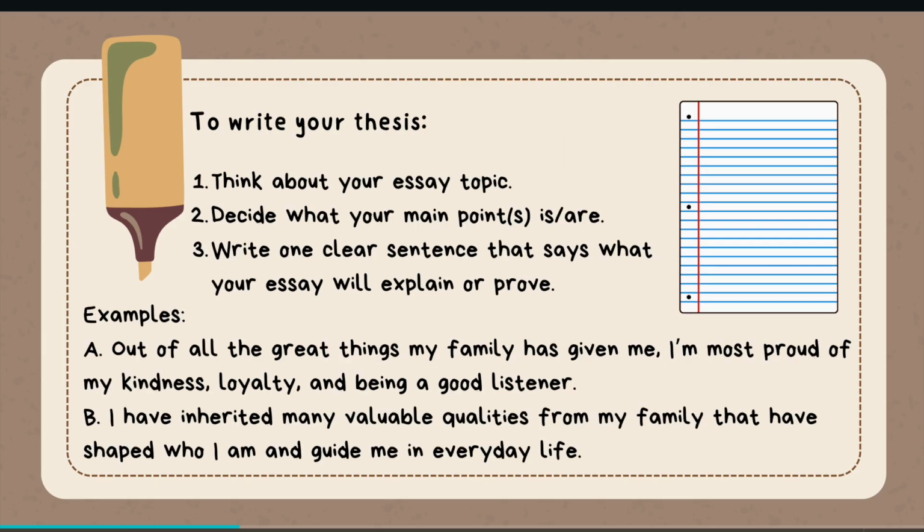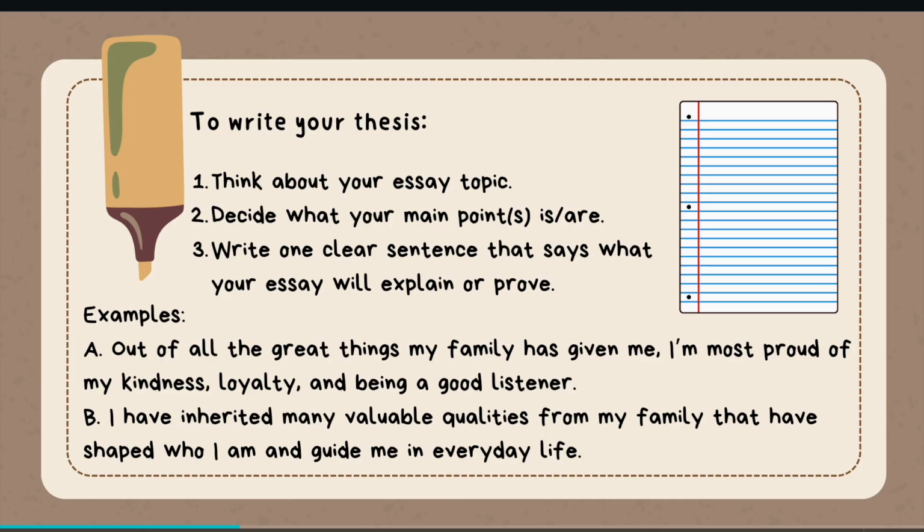In order to write a thesis, think about your essay topic. We do that during the brainstorming phase. Decide what your main point or points is or are. And of course, this depends on the length of the assignment. Since we're writing a 5-paragraph essay, we do need multiple points. After you've decided what your main points are, you are going to write your thesis statement. Remember, it's 1 clear sentence that says what your essay will explain or prove.